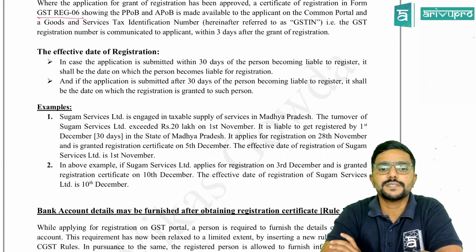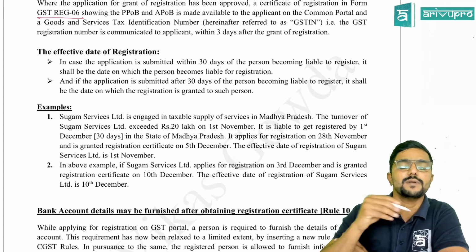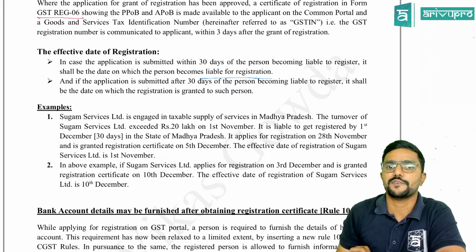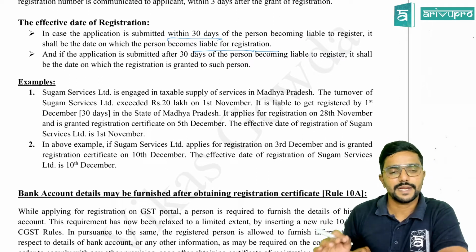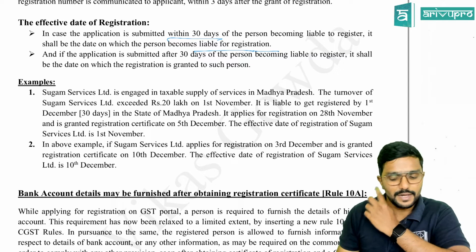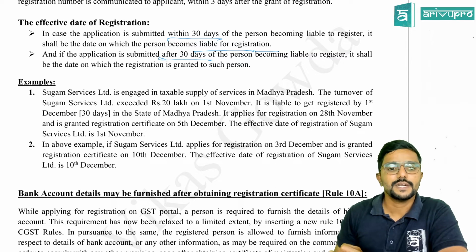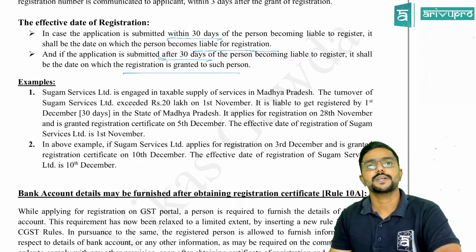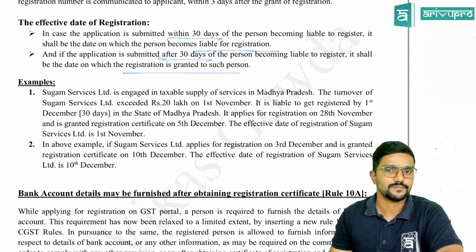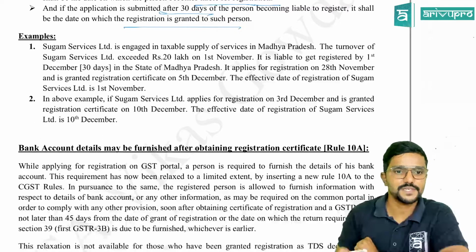In case the application is submitted within 30 days of the person becoming liable to register, it shall be the date on which the person becomes liable for registration. So the date on which I am liable for registration, if I apply within 30 days. And second scenario, if the application is submitted after 30 days of the person becoming liable to register, it shall be the date on which the registration is granted to such person. The date of grant of registration. Clear? Yes, sir. Examples. I have given 2 examples here.